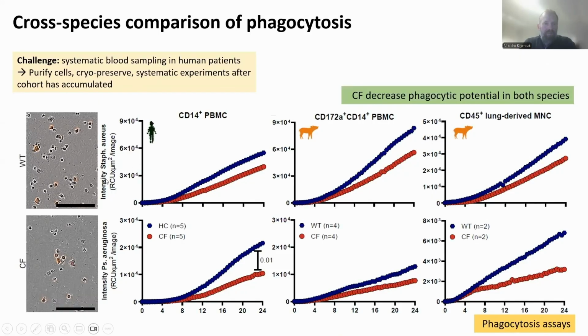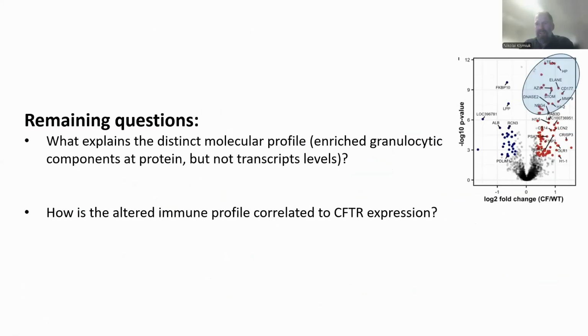And there we saw, both for Staphylococcus aureus and Pseudomonas aeruginosa, a declined phagocytic potential of human classical monocytes, also of pig classical monocytes, and also of myeloid cells derived from the lung in pigs. So we had quite a clear correlation of altered molecular signatures developing towards an altered functional profile, but two questions were remaining.